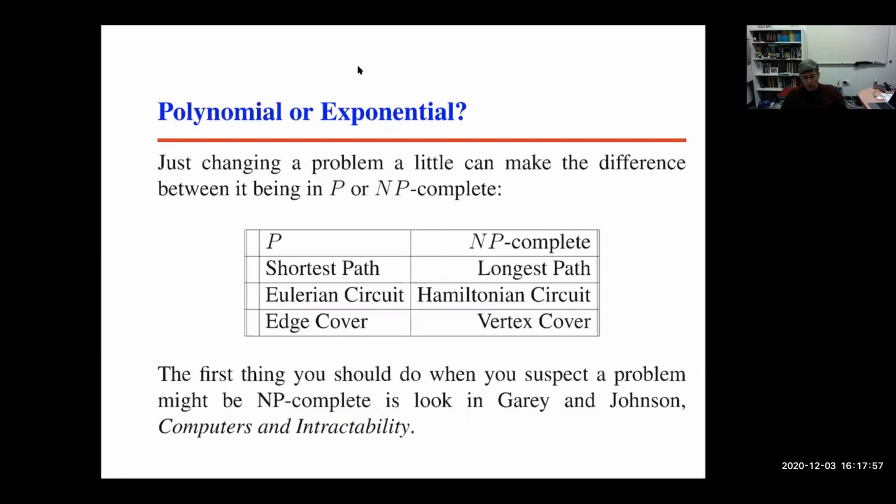Finding the shortest path between two nodes is polynomial. Finding the longest path between nodes is NP complete. Finding a small set of edges that covers all the vertices is polynomial. That's a hard problem to show is polynomial; it's something called graph matching. But finding a small set of vertices to cover all the edges actually is hard. Sometimes changing the wording a little bit is the difference between hard and easy. And that's one of the things that makes this area interesting.